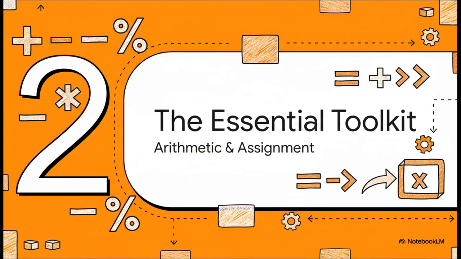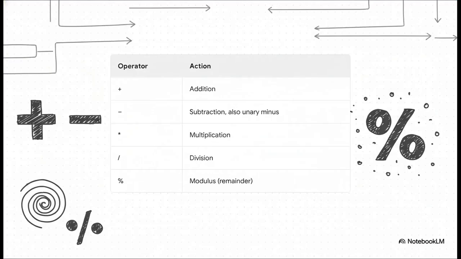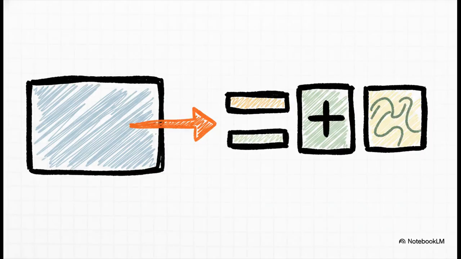All right, let's start filling up our toolbox. We're going to look at the operators you'll be using pretty much all the time for basic math and for storing the results. Okay, here are the absolute workhorses of C. You've got your basics, addition, subtraction, multiplication, division, no surprises there. But then there's this one, the modulus operator, that percent sign. It might look a little weird, but it's super useful. All it does is give you the remainder after a division. So like 7 modulus 3 would be 1. Pretty handy.